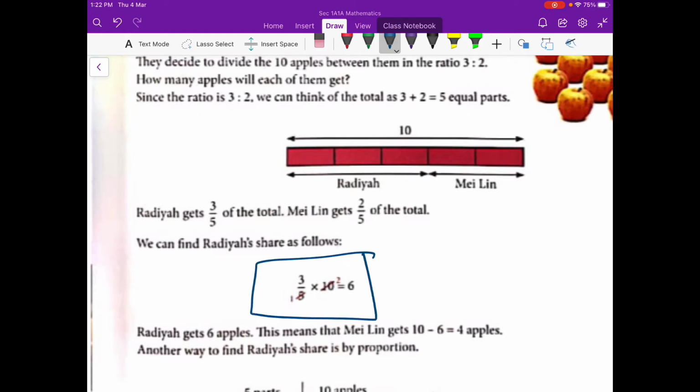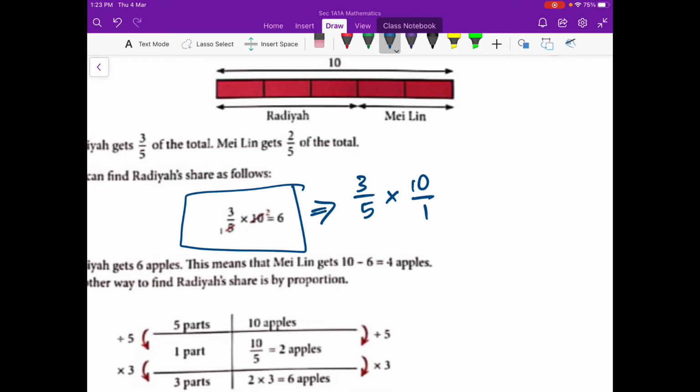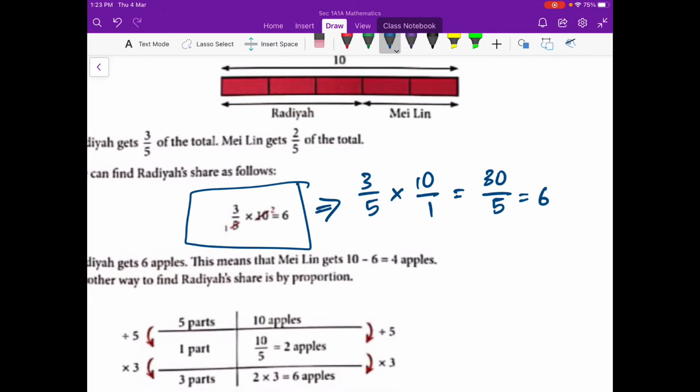3/5 times 10. You do your usual cancellation. Or if you're not familiar with this, you can do it this way: 3/5 times 10/1. Then numerator times numerator, denominator times denominator, we have 30/5, which is 6. So Radia actually got 6.